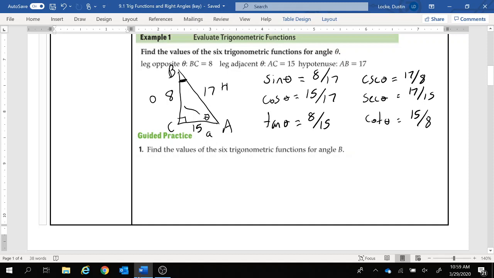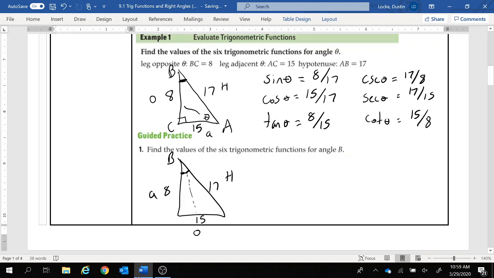Okay, so hopefully you had a chance to try it out. So let me just go ahead and draw this right triangle one more time. So here's angle B. This is the angle we're going to reference now. So this 15, instead of the adjacent, notice how it's across from the angle, right? So that was actually going to be our opposite side this time. The 8 here would be your adjacent, and then the 17 is going to be your hypotenuse.